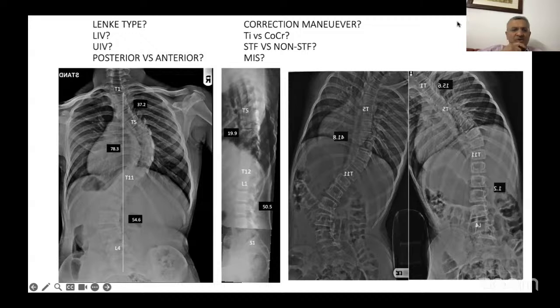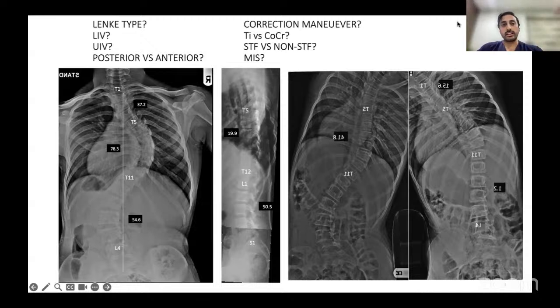But however, the curve is significantly more, 54 degrees. Yeah, the rotation is more. Clinically, there is a significant loin prominence. Even though it's flexible, I would treat it as structural and probably go down. Maybe it looks like L4 to me, or it could be L3.